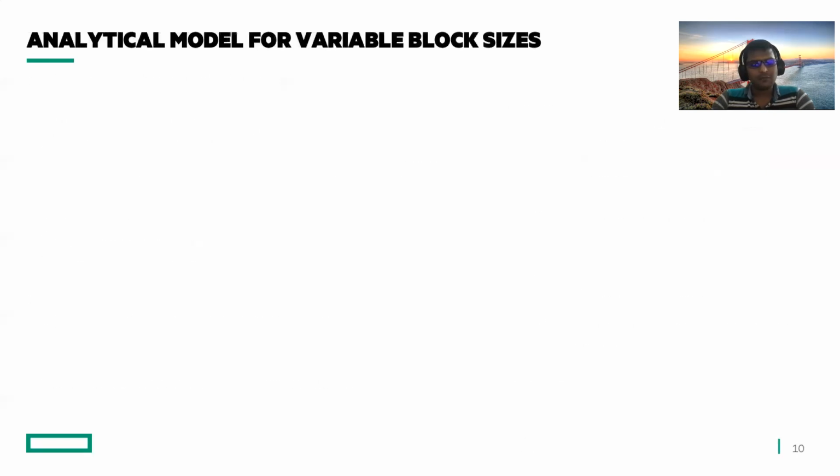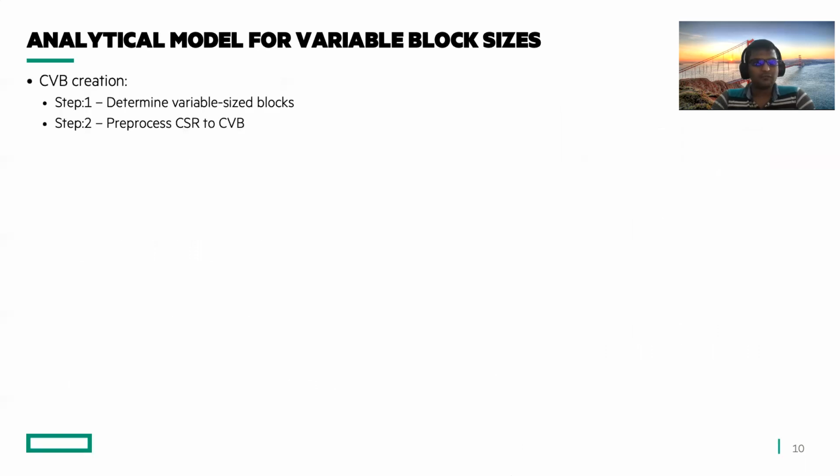More details on the CVB format are explained in the paper. In this section, we are just trying to briefly see how an analytical model can be used to determine the sizes of the block for CVB format. While converting the CSR based matrix to a CVB based format, there are 2 basic steps involved. The first step determines the variable sized blocks, and step 2 uses the block sizes determined from step 1 to convert the CSR format to CVB format.